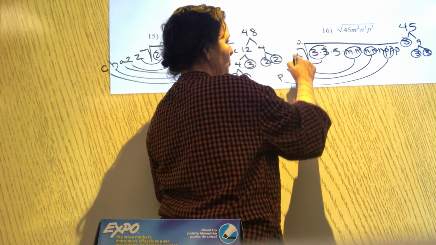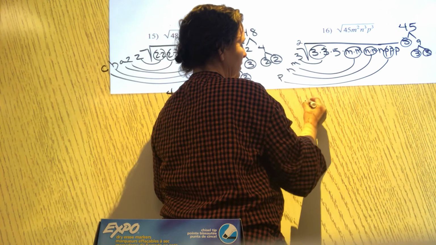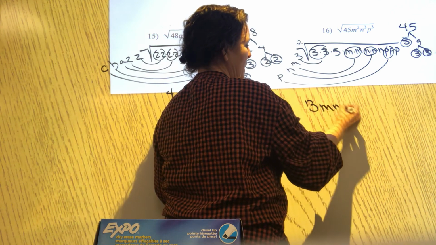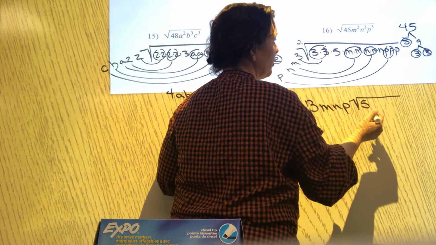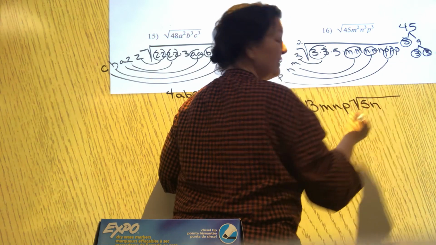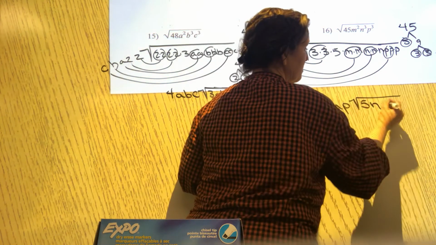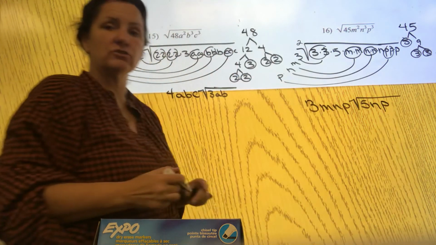On the outside, we have 3MNP. And on the inside, Mr. 5 had to stay. He had no partner. Mr. N had to stay. He also had no partner. And Mr. P. Cool. Final answer.